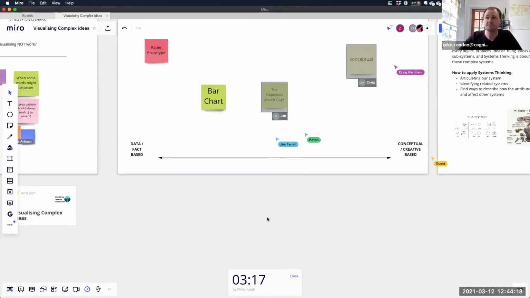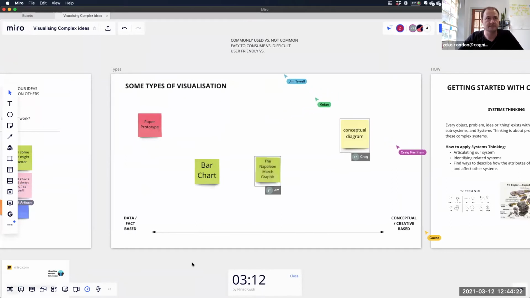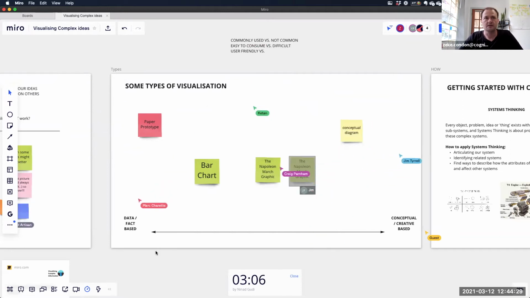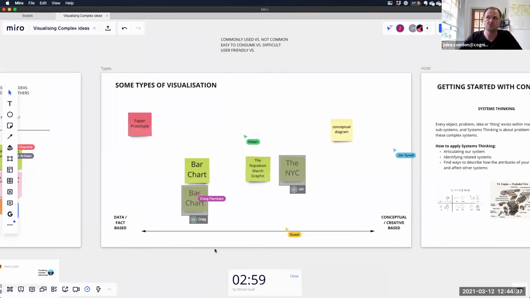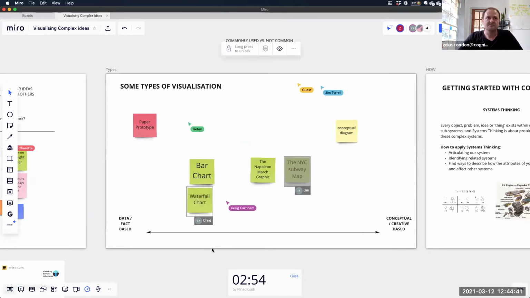If you want to jump into the Miro board link, we're on the type slide. Right now, we're just putting down the different types of visualization, and then we're going to discuss the relation between these different types of visualizations before we go into the next slide around how to get to visualization when you're dealing with a complex idea.